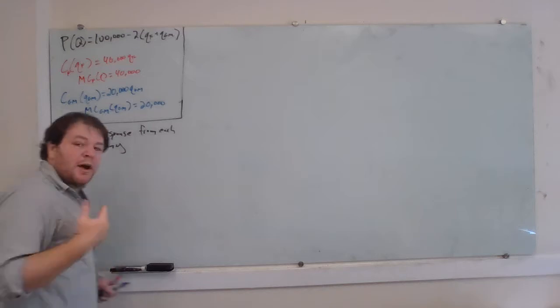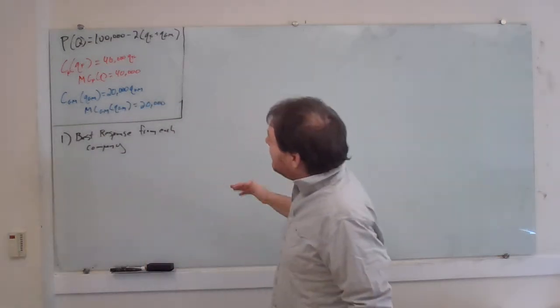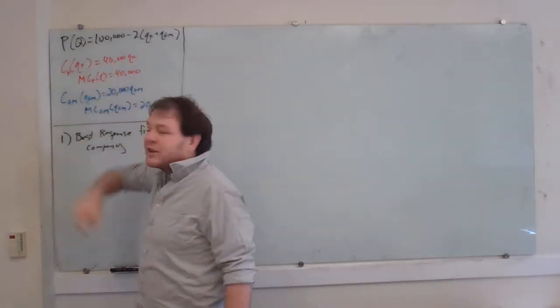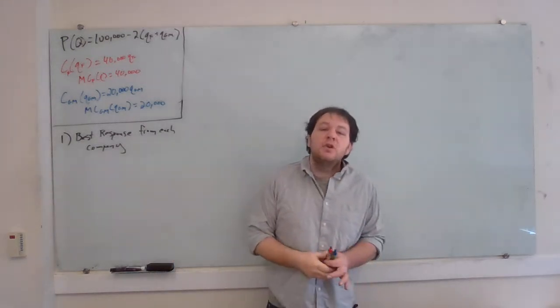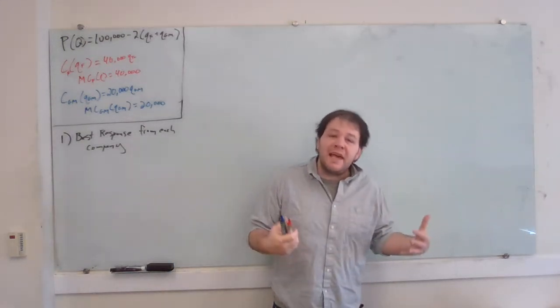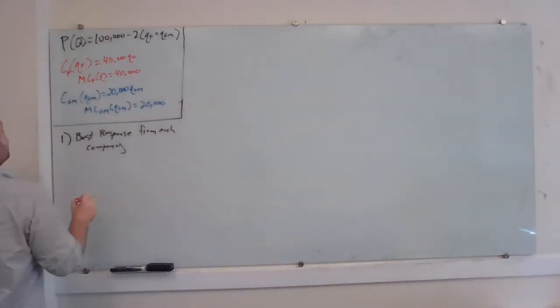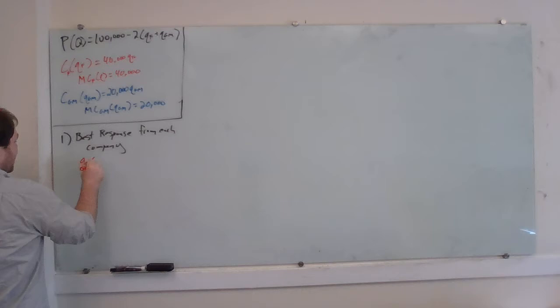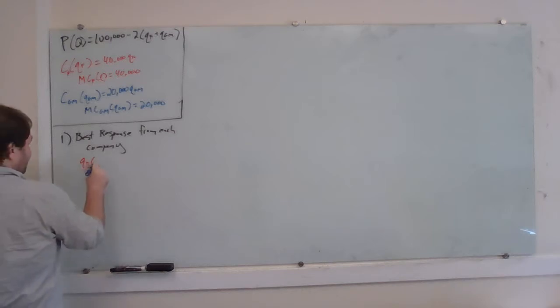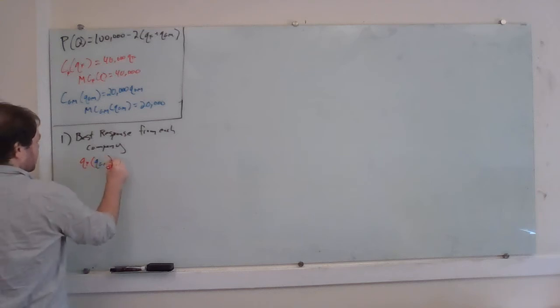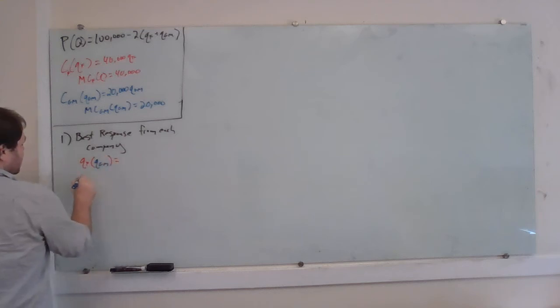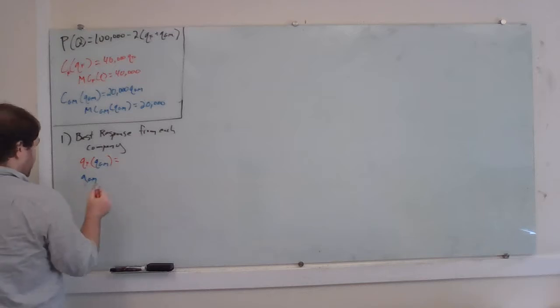And what we mean by best response is, let's imagine that Ford knew how many trucks GM was going to make. Then we ask, what's the optimal number of trucks for Ford to make in response to whatever GM is producing? So for Ford, their best response is going to be QF as a function of QGM. And for GM, their best response is going to be QGM as a function of QF. Wonderful.